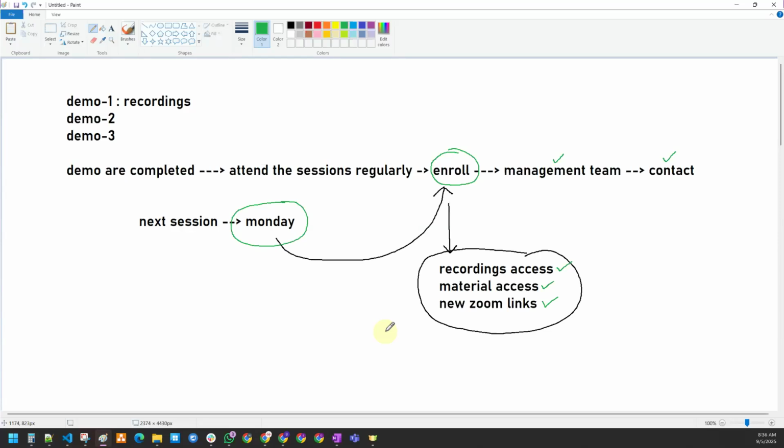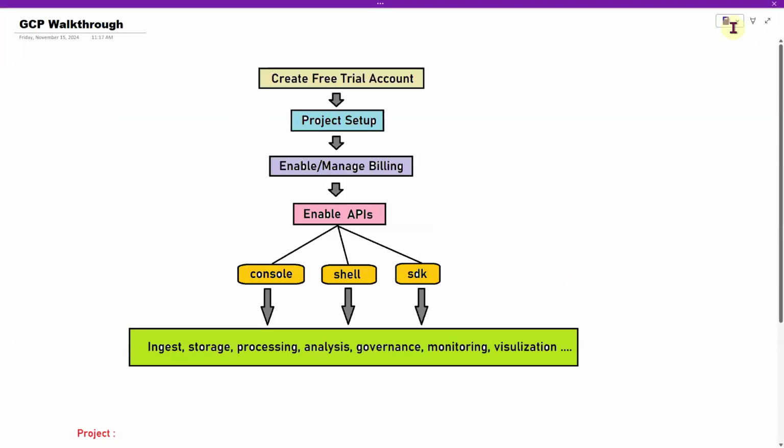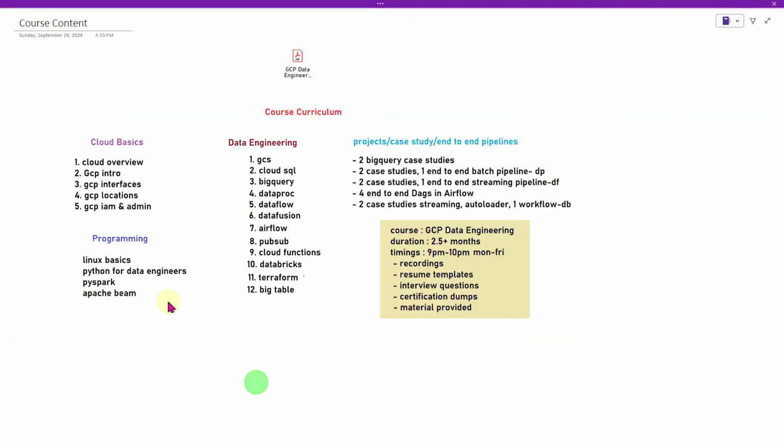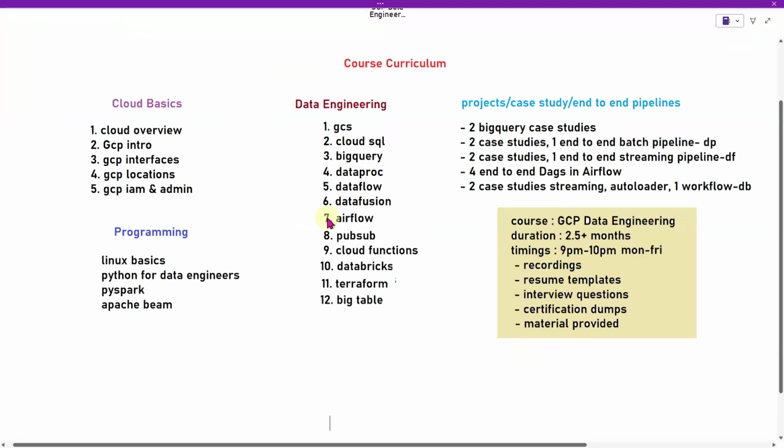Actually, in GCP, what are the tools used for data modeling, ETL or ELT? There are many services we have seen, right? So the course content, if I talk about it, here it is. In this one, ETL services: Dataproc, Dataflow, Data Fusion, Airflow, these are all ETL services only. And Databricks is also a kind of ETL service, right? You can see here end-to-end pipelines, DAGs, end-to-end pipelines, workflows. So these are all the ETLs.